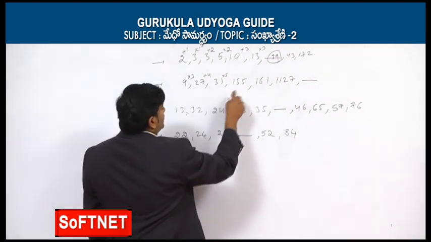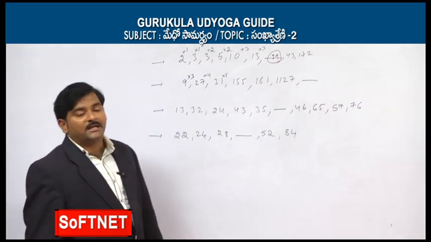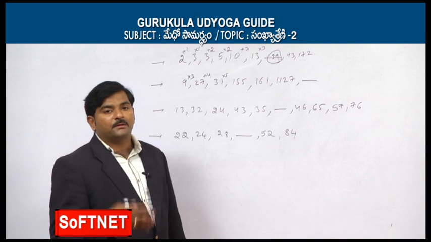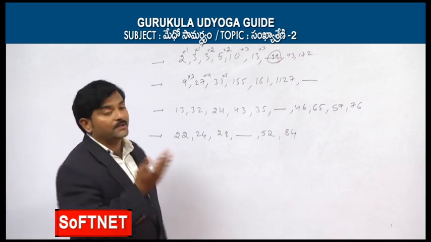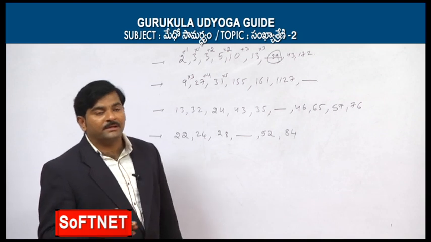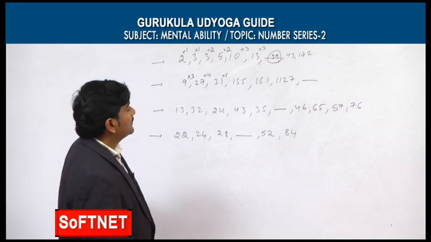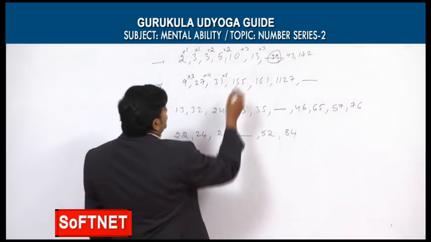31 into 5. Forget about 1. You can ignore 1. Assume there is no 1 in 31. Now what are you getting? 30. 30 into 5, how much will you get? 150. 1 into 5 is how much? 5. So 150 plus 5, how much are you getting? 155. Okay. So indirectly, into 5 is right.